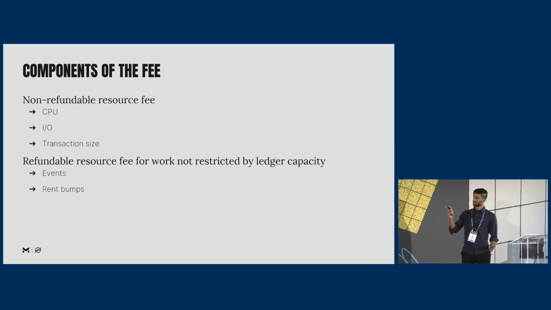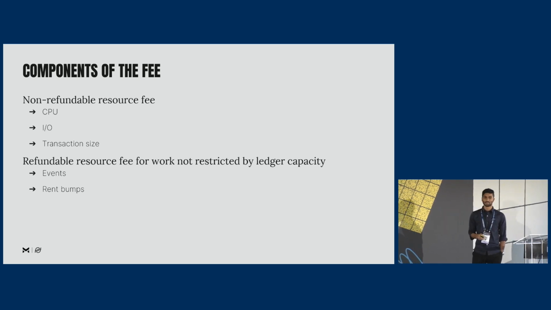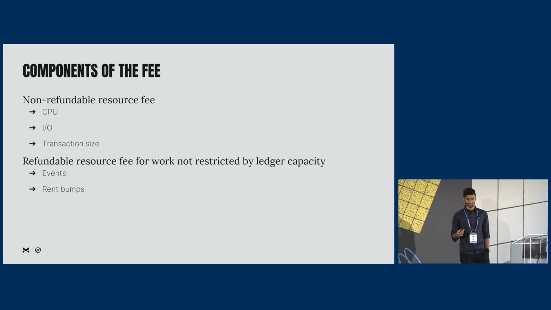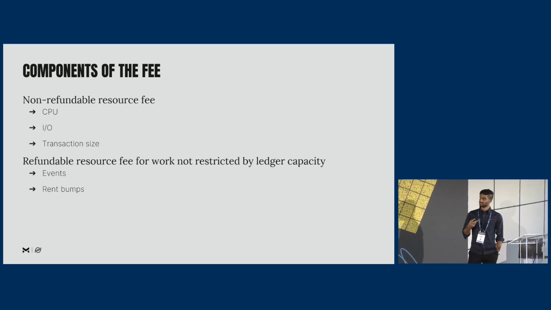Now, you may ask, why does the first component not work like that? Why is it non-refundable? Based on what I mentioned in the last slide, we have to create the transaction set and we have to respect the limits from the transaction set before they're applied. So if I submit a transaction and I want to use, say, 40% of the CPU capacity on a given ledger, the network will allocate those resources for me, and I will pay for it. It's up to me to use those resources. So if I only end up using 5%, it doesn't matter. The network allocated 40% for me, and I will have to pay for it.